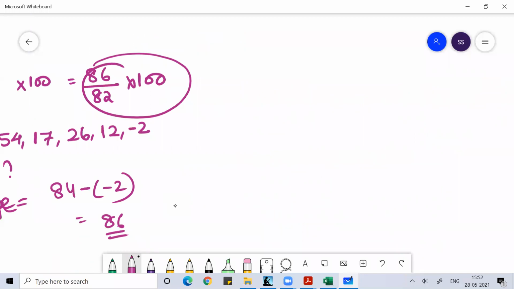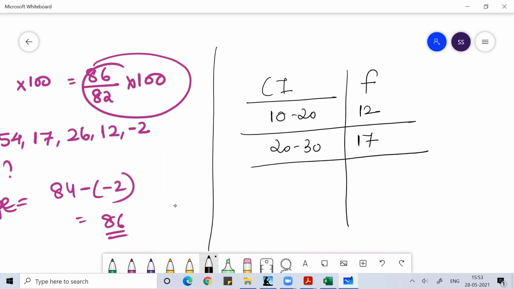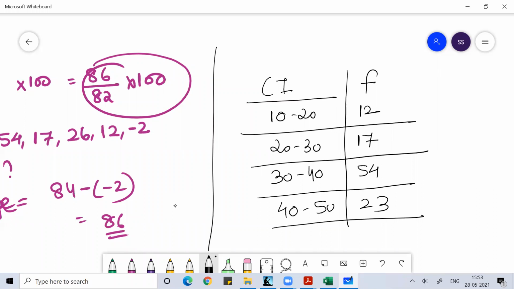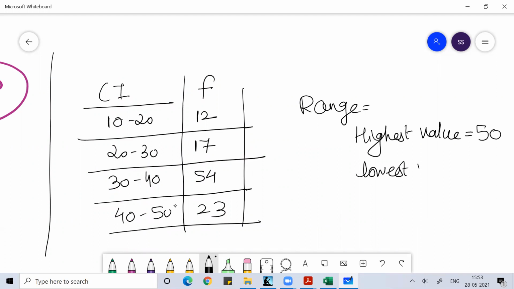In the concept of range, imagine you get a class interval with frequency. Something like 10 to 20 with 12, then 20 to 30, then 17, then 30 to 40, then 54, and 23, and the 40 to 50 class. Something like this question is given to you. You want the range. Range is highest value minus lowest value. What is the highest value here? If you focus on range, frequency doesn't matter. The highest value is 50. The lowest value here is 10. Your range is 40.